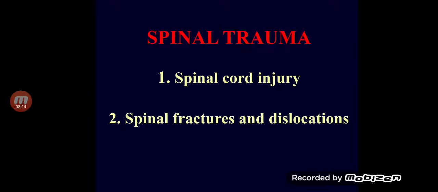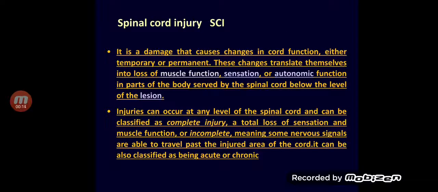Regarding spinal trauma, we have to know that it is divided into either affection of the spinal cord or affection of the bony part, that is, the spinal fractures and dislocations. Cord injury is defined as damage that causes changes in the cord function, either temporary or permanent. These changes can translate into loss of muscle function, sensation, or autonomic functions in parts of the body served by the spinal cord below the level of the lesion.